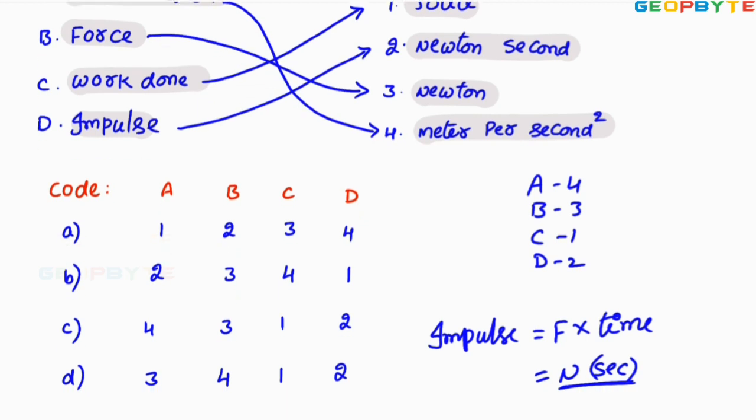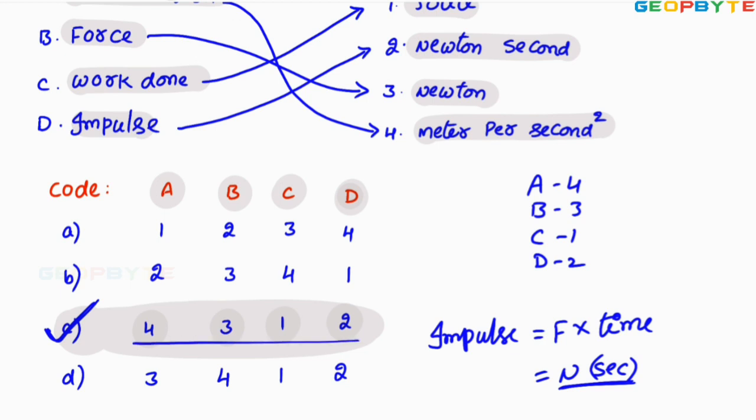A4, B3, C1 and D2. So option C is absolutely correct. I hope all of you clearly got my point. Option 3 is correct. Remember, Newton second is the unit of impulse. Let's go for the next problem.